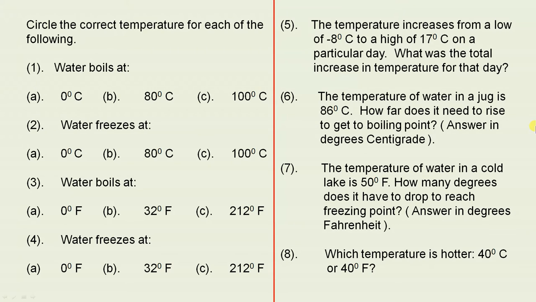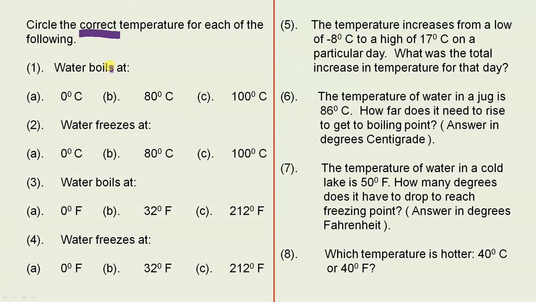And if you click on the link, it takes you to the lesson and it will explain how to do all these examples. So let's have a quick look at what the worksheet is asking us to do. Circle the correct temperature for each of the following. Okay, so we've got some choices here. So some multiple choice, the correct temperature for each of the following.